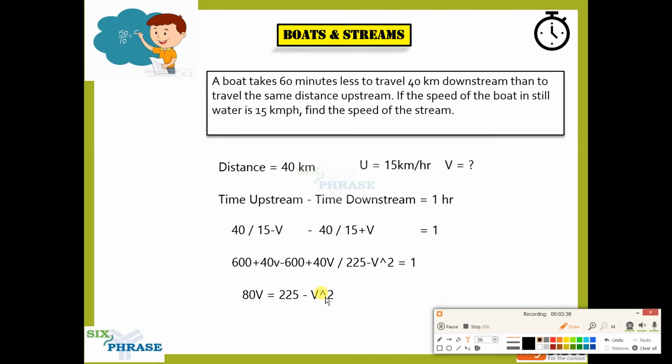So if you just rearrange this, you'll get the answer, I suppose. So you should get v squared plus 80v minus 225 is equal to 0. Okay. So v squared plus 80v minus 225 is equal to 0.